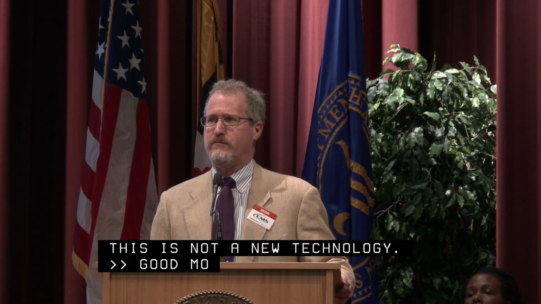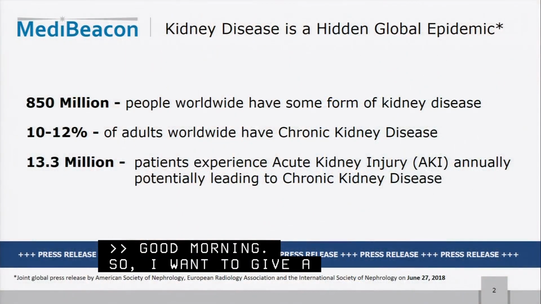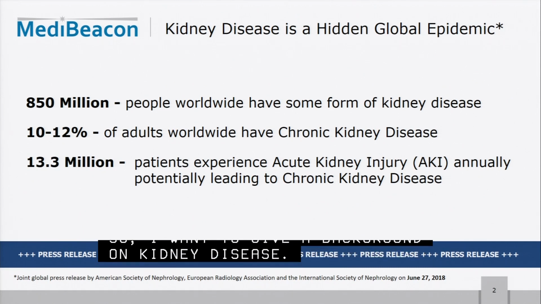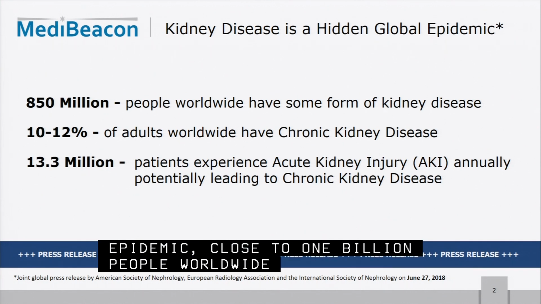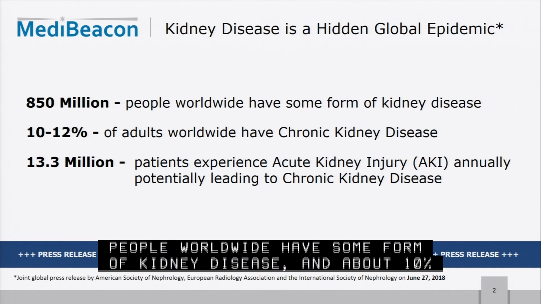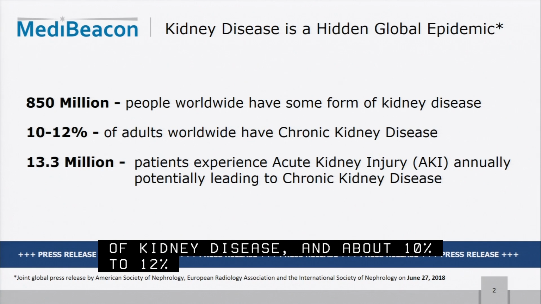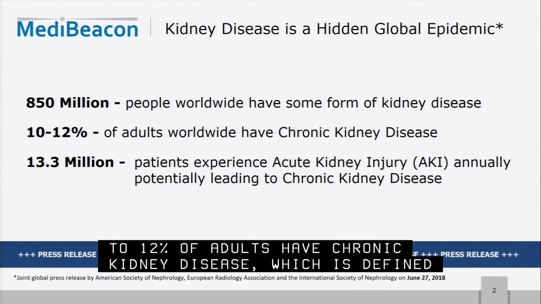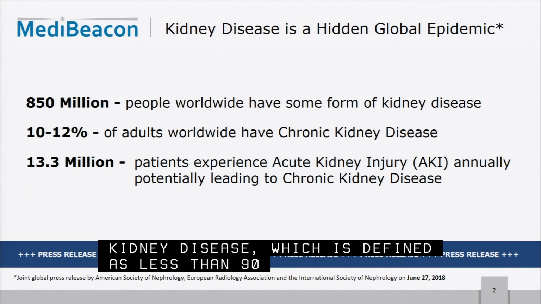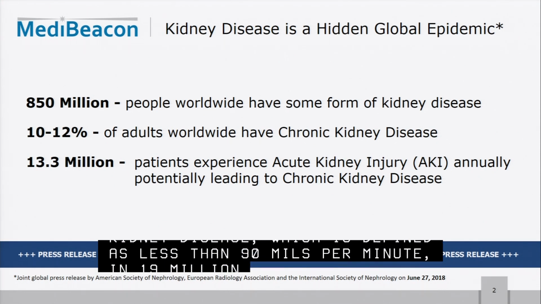So I want to give a background on kidney disease. This is a hidden global epidemic. Close to 1 billion people worldwide have some form of kidney disease, and about 10 to 12% of adults have chronic kidney disease, which is defined as a glomerular filtration rate of less than 90 mL per minute. And about 13 million people experience an acute kidney injury episode annually, and this can potentially lead to chronic kidney disease.